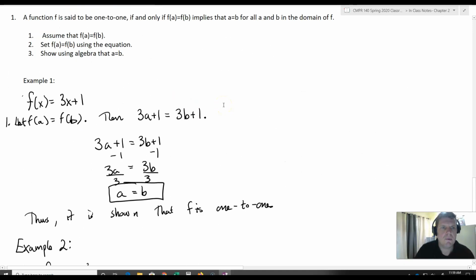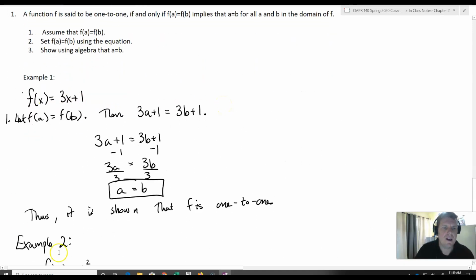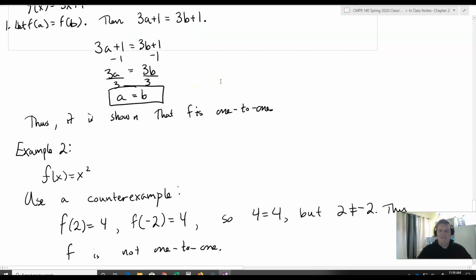So, quick review. This one here is probably a little more instructive for you. We'll assume first that f of a equals f of b. Then we'll set f of a to equal f of b using the equation, and then we'll show using algebra that a equals b. Now, if it turns out that f is not one-to-one, then all you need is one single counterexample to show that it is not. And that concludes how to prove that something is one-to-one.